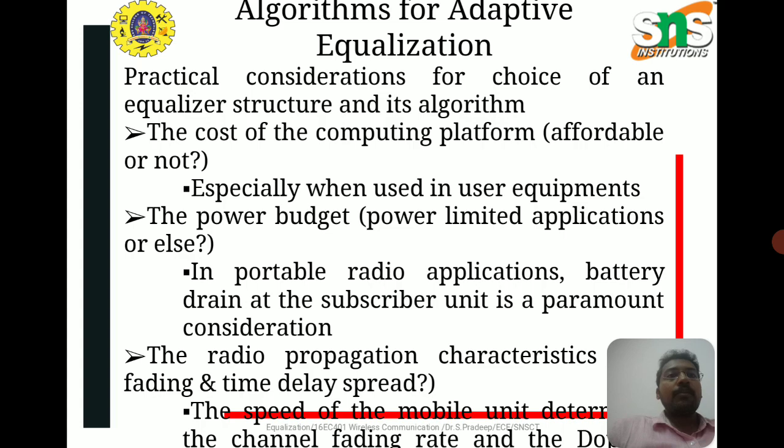The cost of the computing platform, especially when used in user equipments, the power budget in portable radio applications, battery drain at the subscriber unit is a paramount consideration. The radio propagation characteristics. The speed of the mobile unit determines the channel fading rate.